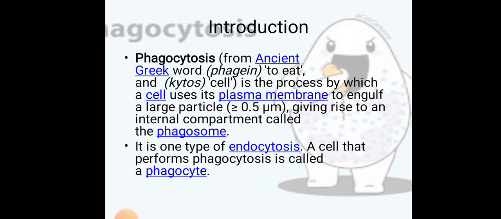It is also one type of endocytosis process, and the cells which carry out phagocytosis are called phagocytes. The main types of phagocytic cells within our immune system include the macrophages and the neutrophil cells.